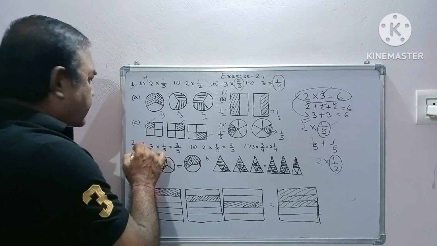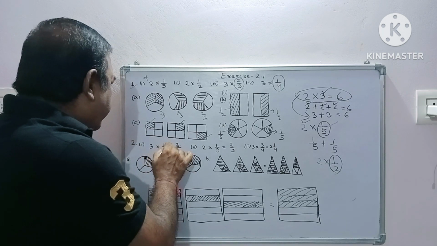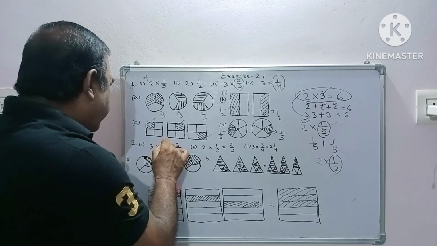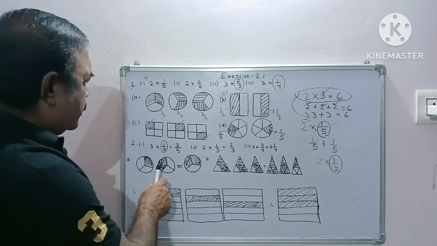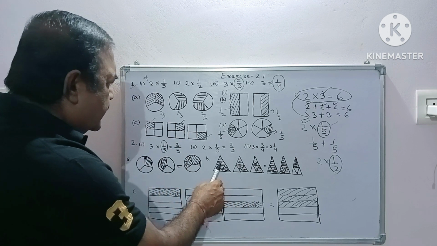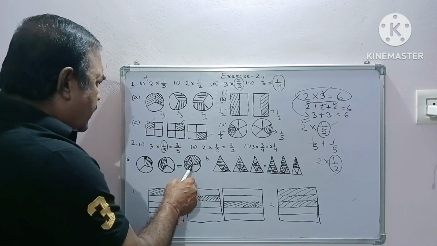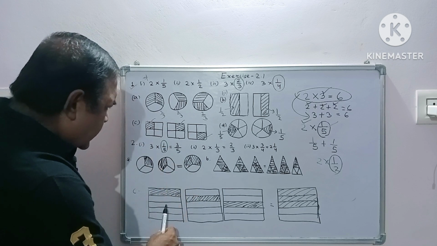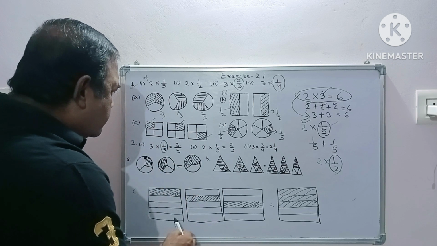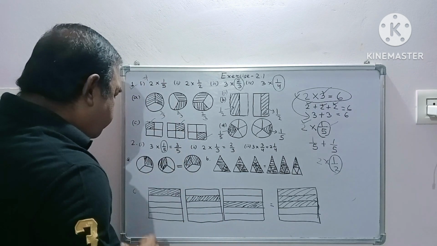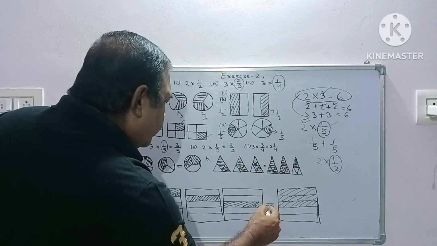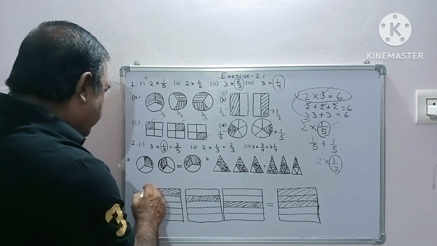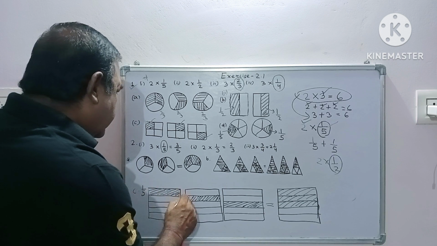Here you see 3 into 1 upon 5 is equal to 3 upon 5. So we have to find out where is 1 upon 5. You see in this picture? No, not in this picture, because here this picture is divided into 4 equal parts. Here it is divided into 3 equal parts. But here, on the left hand side, each picture is divided into 5 equal parts. So it is 1 upon 5. It is also 1 upon 5.